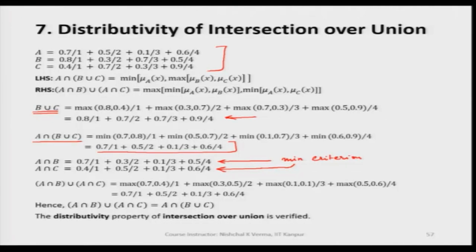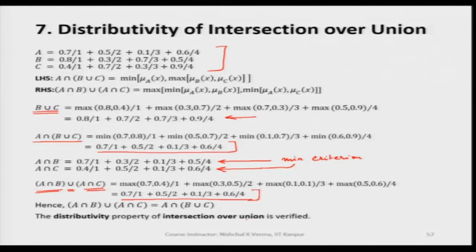Now, we have to take the union of these two discrete fuzzy sets. Since we are taking the union, we have to apply the max criteria. When we apply the max criteria, we get 0.7/1 + 0.5/2 + 0.1/3 + 0.6/4.